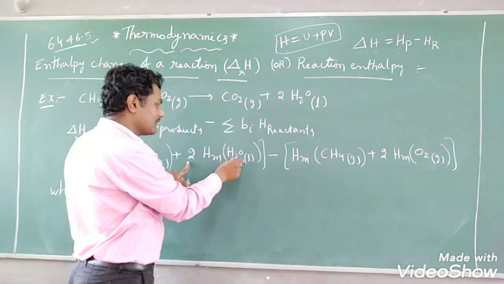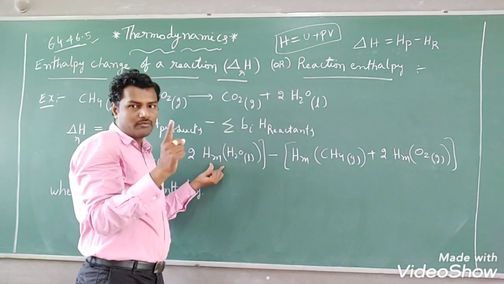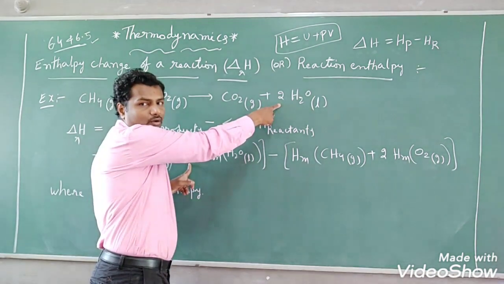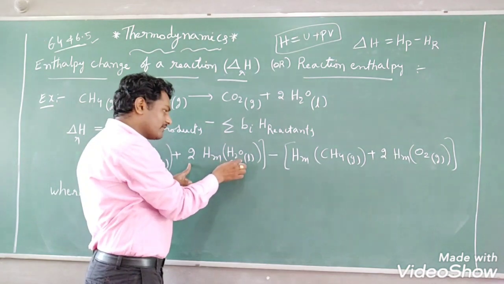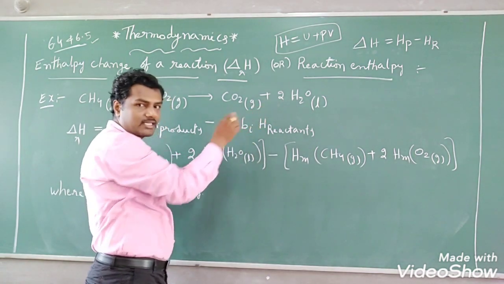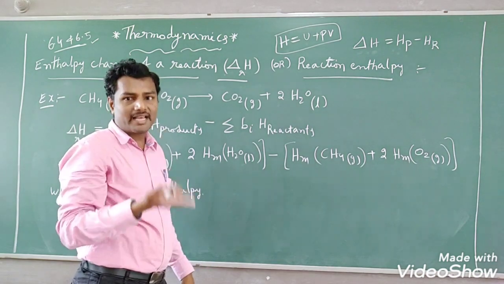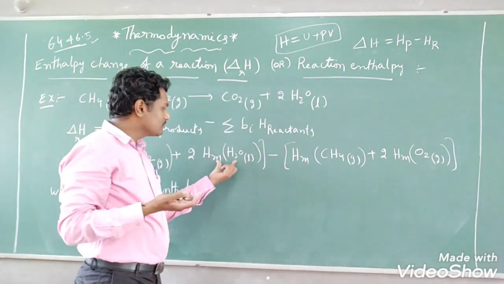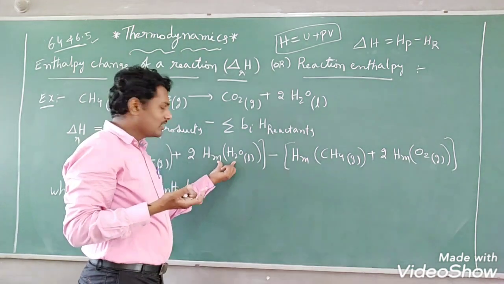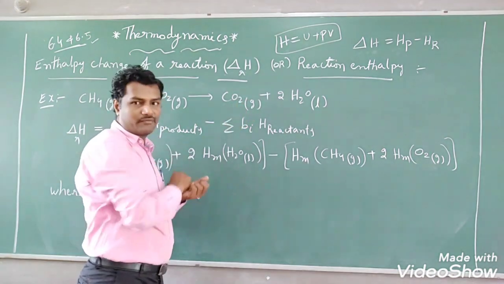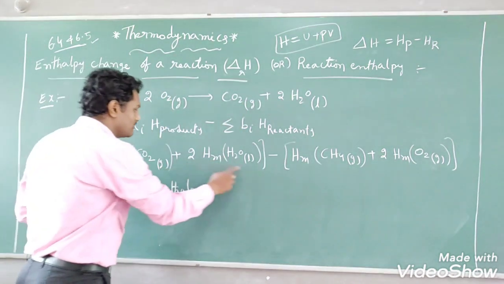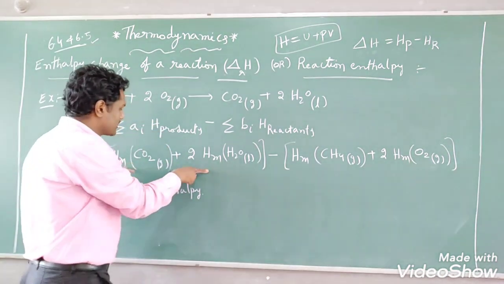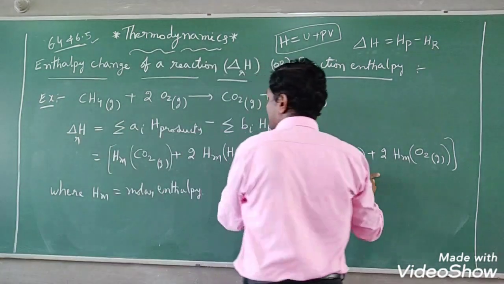So the molar enthalpy of liquid we have to take first. For 1 mole, that value we have to multiply with the stoichiometric coefficient. Whatever enthalpy of the corresponding product we are taking is related to only 1 mole. The change in enthalpy per 1 mole is the molar enthalpy. That value we have to multiply with the coefficient. Then you will get the summation of enthalpy of products. Sum of the enthalpies of products minus sum of the enthalpies of reactants.